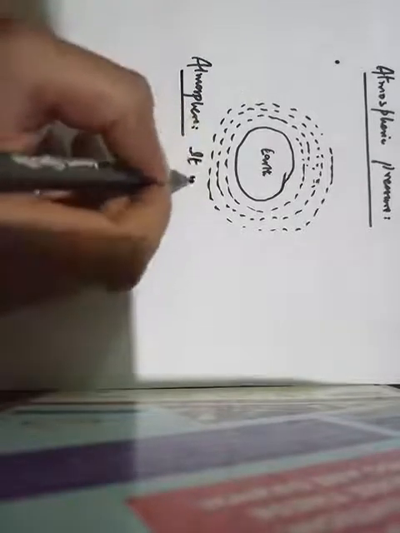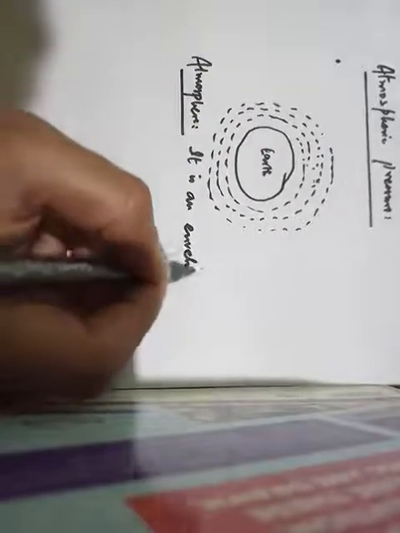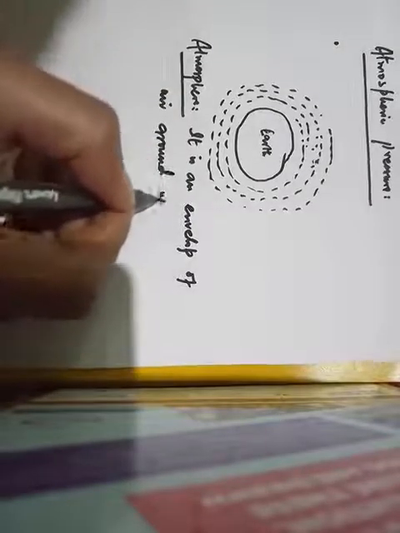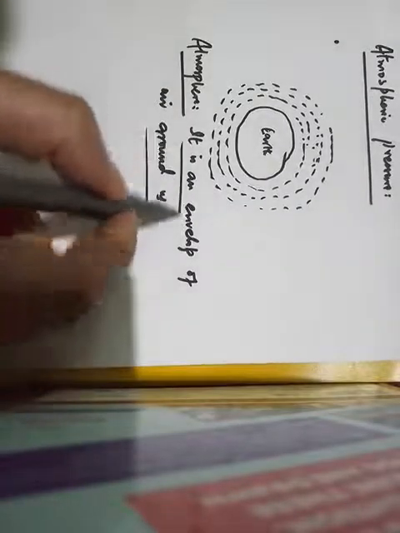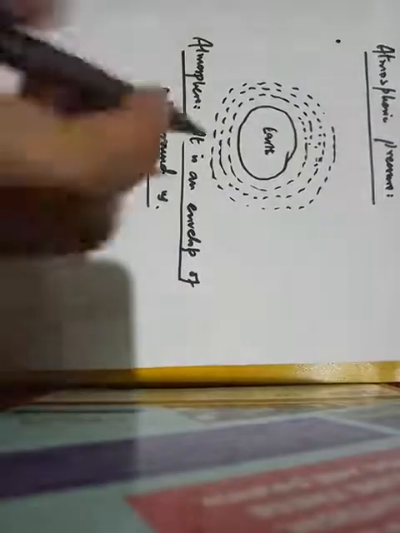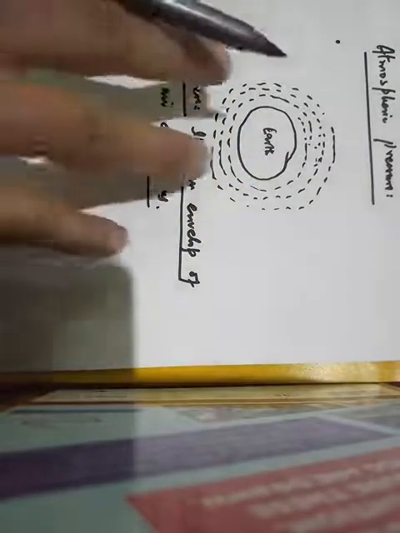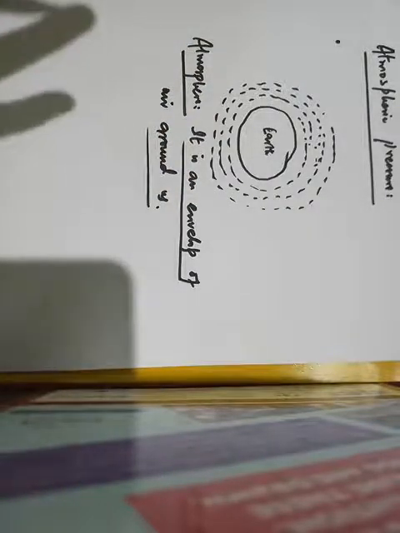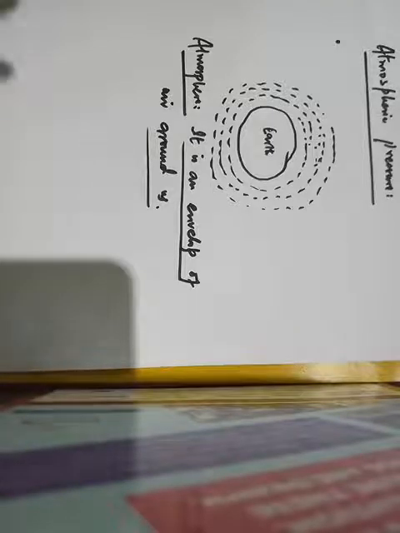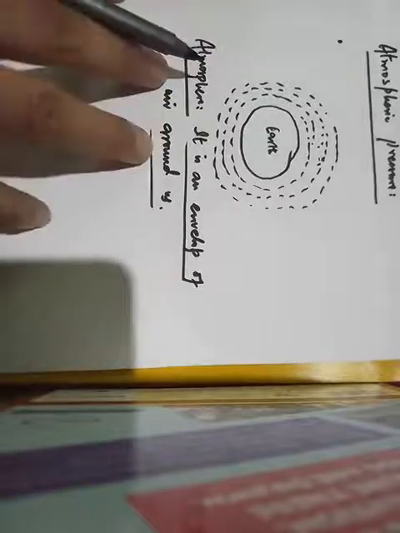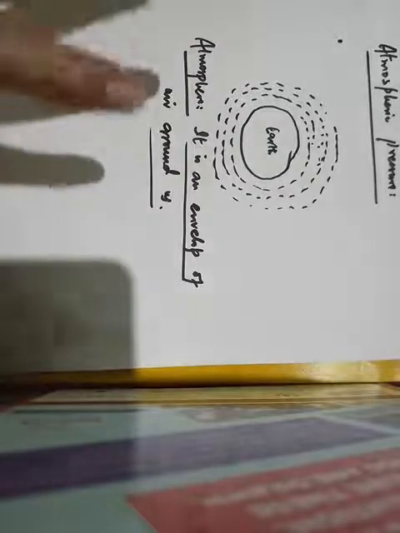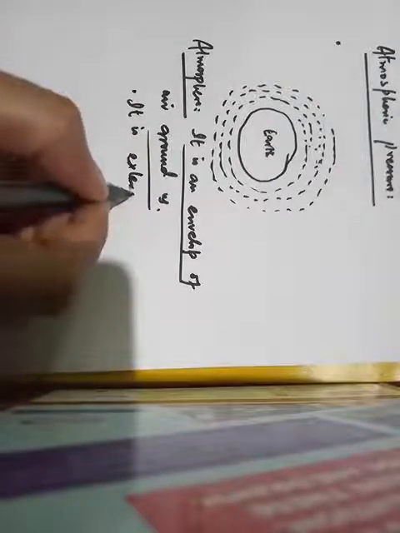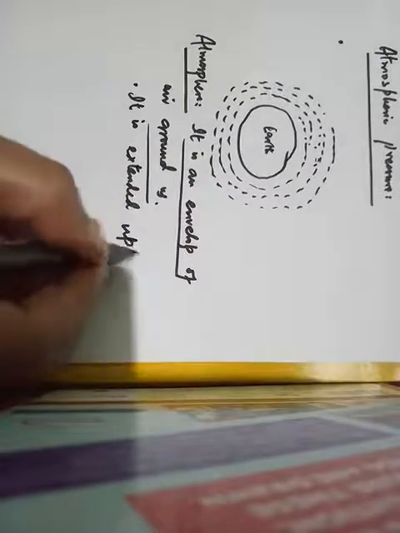Atmosphere, it is an envelope of air around us. Okay, that is called as atmosphere. So around the Earth, on the surface of the Earth, whatever air is present, that becomes the atmosphere. And you know this atmosphere is extended up to a certain height.